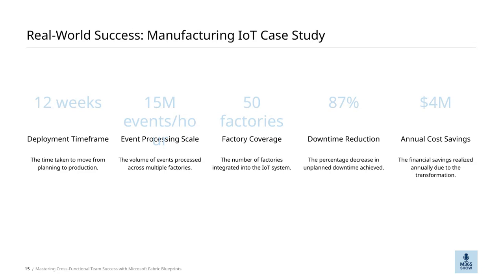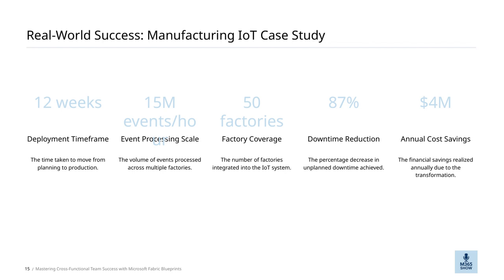Let's take a closer look at the real-world success we've achieved with our manufacturing IoT case study. One of the most compelling metrics is the annual cost savings, which amount to $4 million. This demonstrates how effectively digital transformation can impact the bottom line. Another key point is the downtime reduction, an impressive 87% decrease in unplanned downtime. That means factories are running much more smoothly, with fewer interruptions, leading to increased productivity.